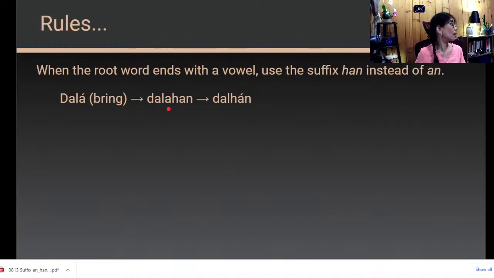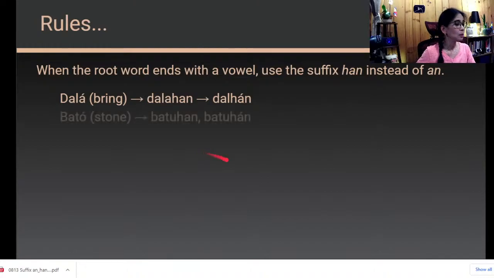Dala versus hatid. Hatid can also be used for a message. This is the message that I'm bringing to you. Ito ang mensaheng hatid ko sa iyo. Yes, message. I'm sending this message to you. Hinahatid ko ang mensaheng ito sa iyo.